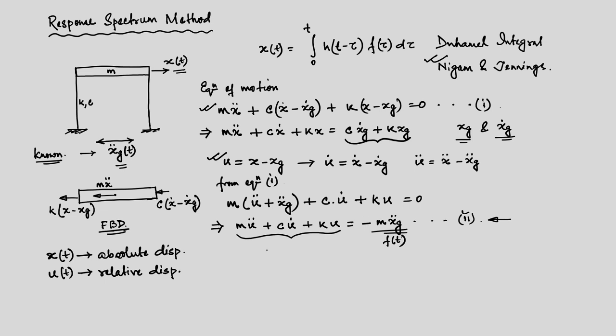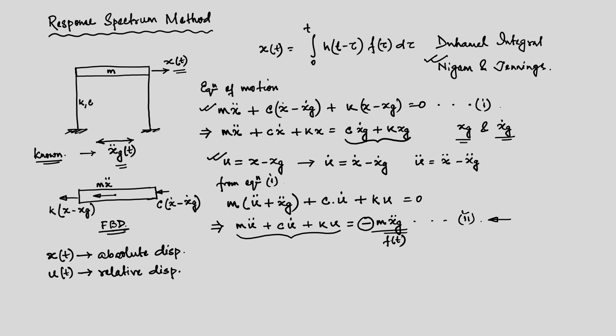This is important. As we progress in this course, we will see for a MDOF system this negative sign will give us actually the influence vector. I will come to that when we discuss the same solution strategy for multi degree of freedom system. But for the time being, the point to be noted is that we have a negative sign here. Then minus m times xg double dot is the forcing function.